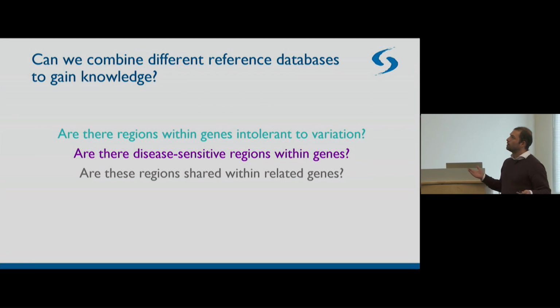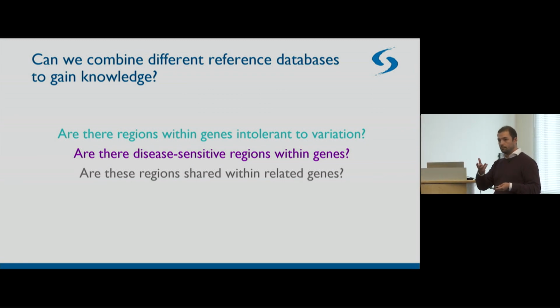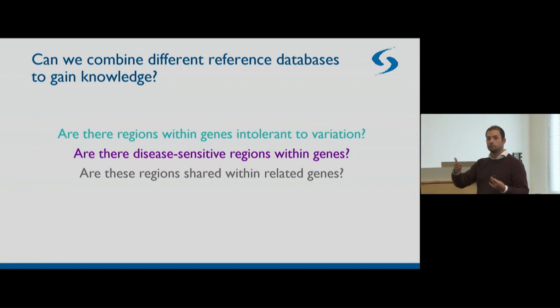Can we combine different reference databases that I just mentioned to gain biological knowledge? We made 3 questions here. Are regions within genes intolerant to variation? We know that there are a set of genes intolerant to variation. They're really sensitive to variation. We can explore this on gnomAD already. But can we subset that to smaller regions of the protein?